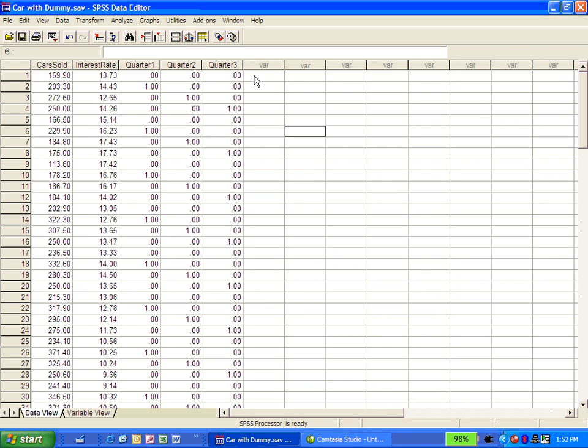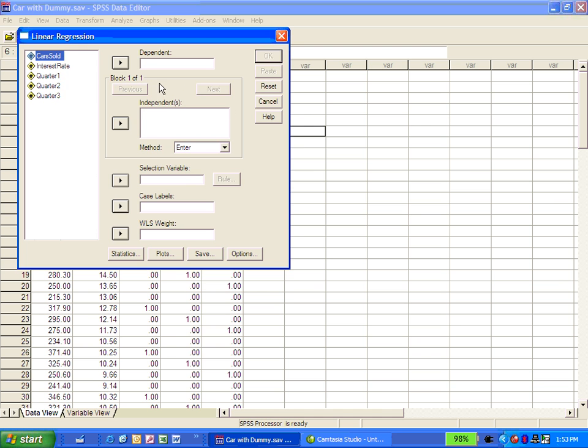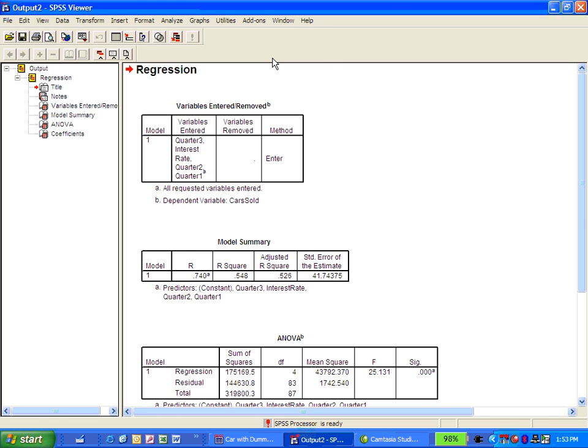Similarly, in the second one, I've got a 1 under quarter 1 and a 0 under 2 and 3. That means that observation is from quarter 1. And observation 3, obviously that one's from quarter 2. Now, once I've encoded everything, I can go to analyze this in regression and click on linear, and my dependent variable is the number of cars I sell, my interest rate, and the quarter of the year are my independent variables. Click on OK and get my analysis.